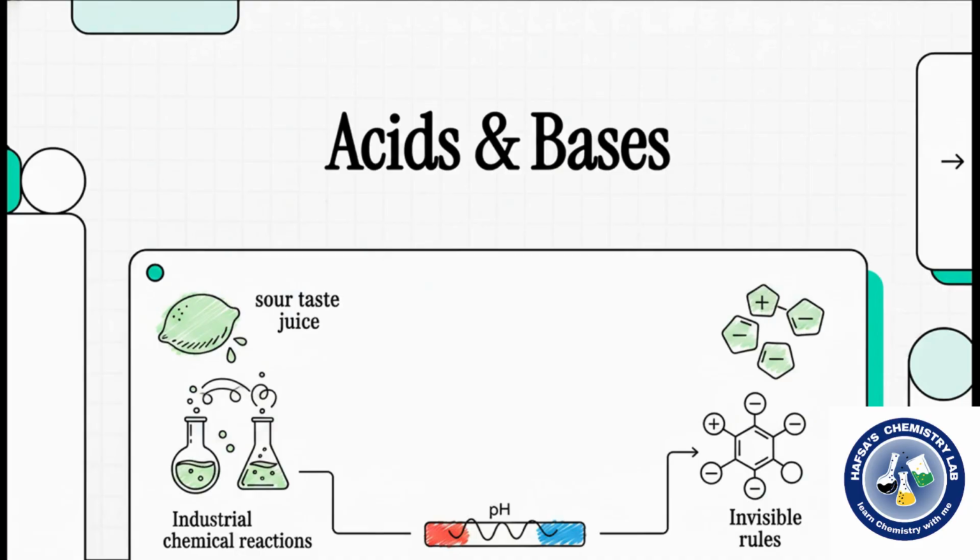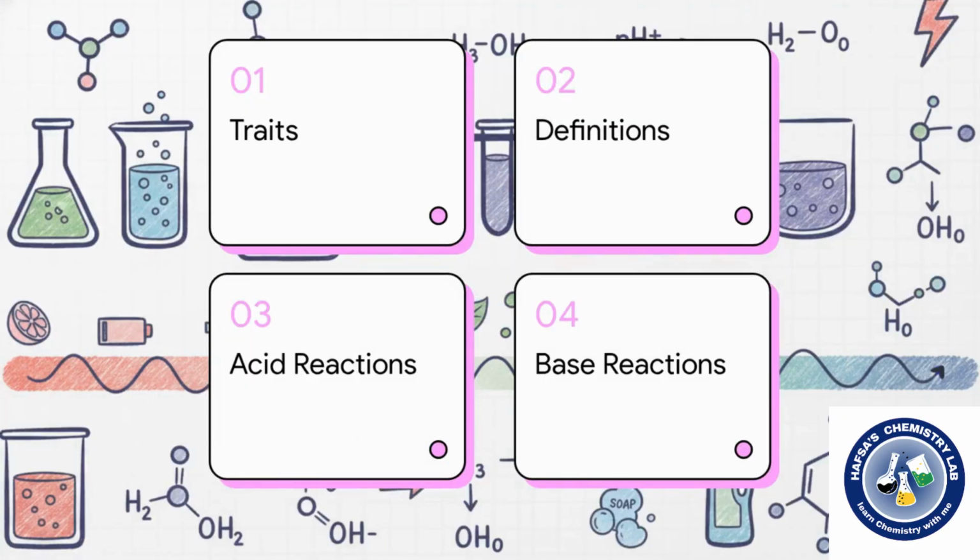Let's get started. Here's our mental roadmap for today. First up, the everyday traits of acids and bases. Second, their theoretical definitions. Third, chemical reactions of acids. And finally, the chemical reactions of bases.